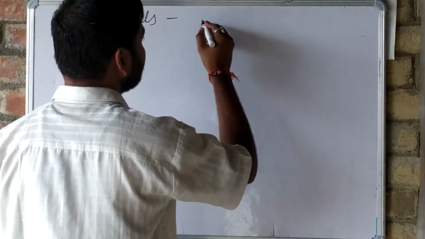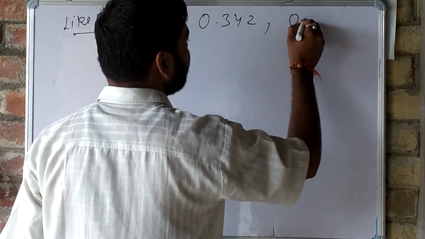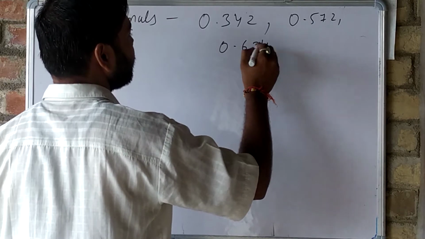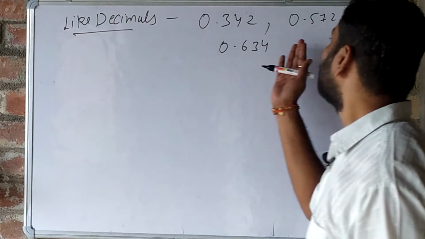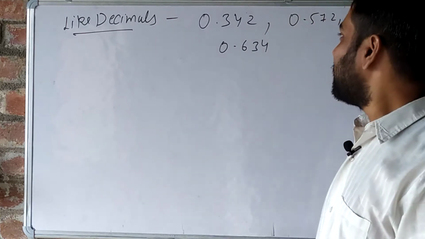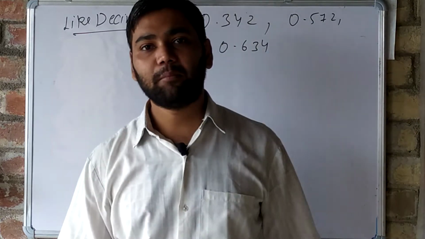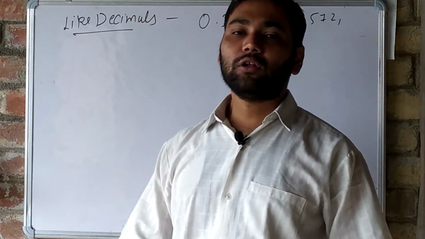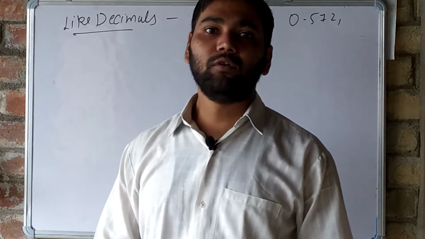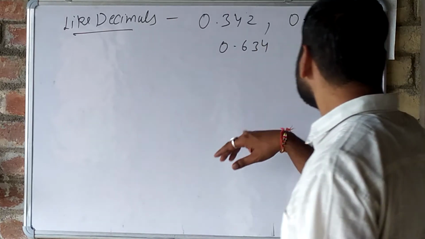Like decimals, that means 0.342, 0.572, 0.634. Understand? So all these are like decimals. Why? Because in like decimals we will count the number of decimal places, and all those decimals whose decimal places are the same will be known as like decimals.